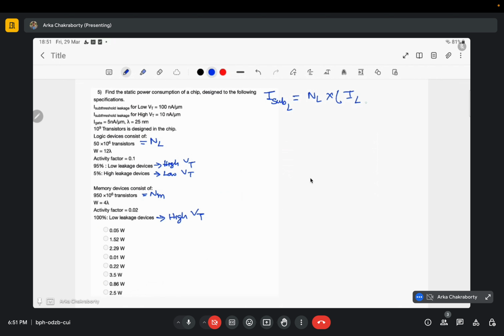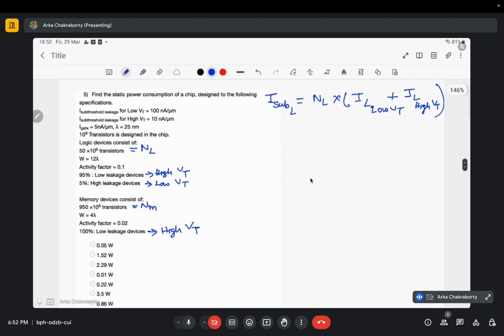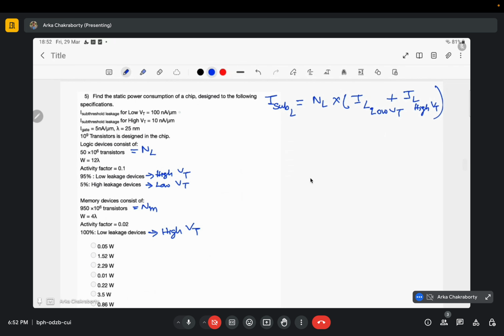And subthreshold current would be of two types, for low VT plus high VT. Correct? Now these currents, if you see, are given as current per length. What length? Width. Current per width. So as these values are given as not I but I by W, that is current per unit W, to get the net current I have to multiply this term with W. Okay, and this is basically my current per unit width.